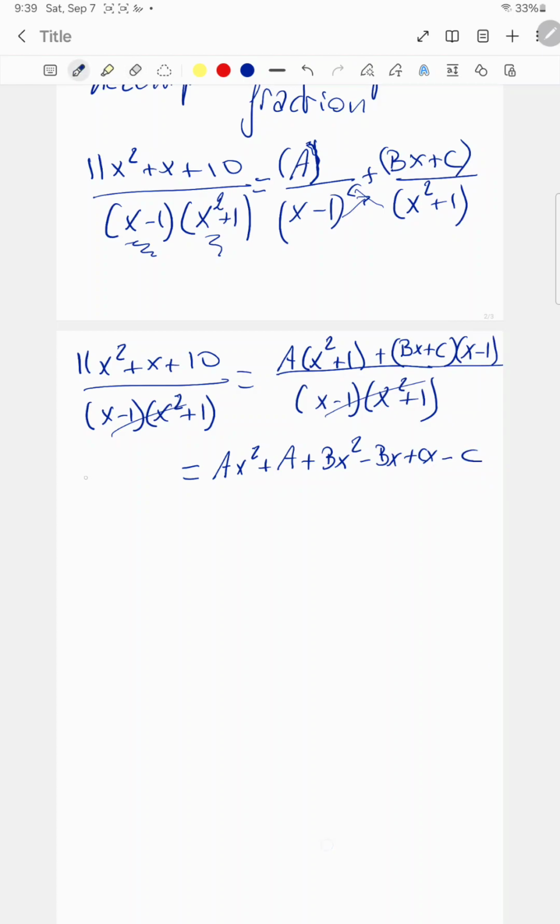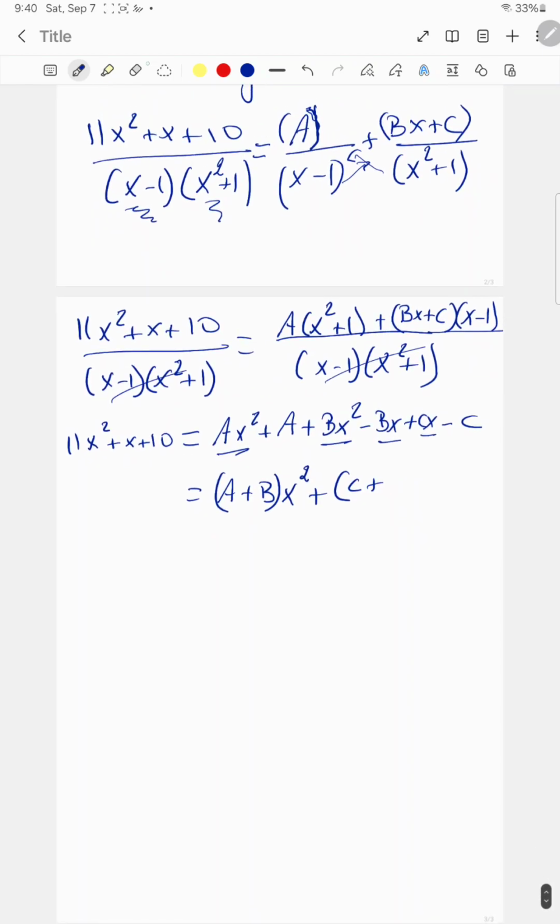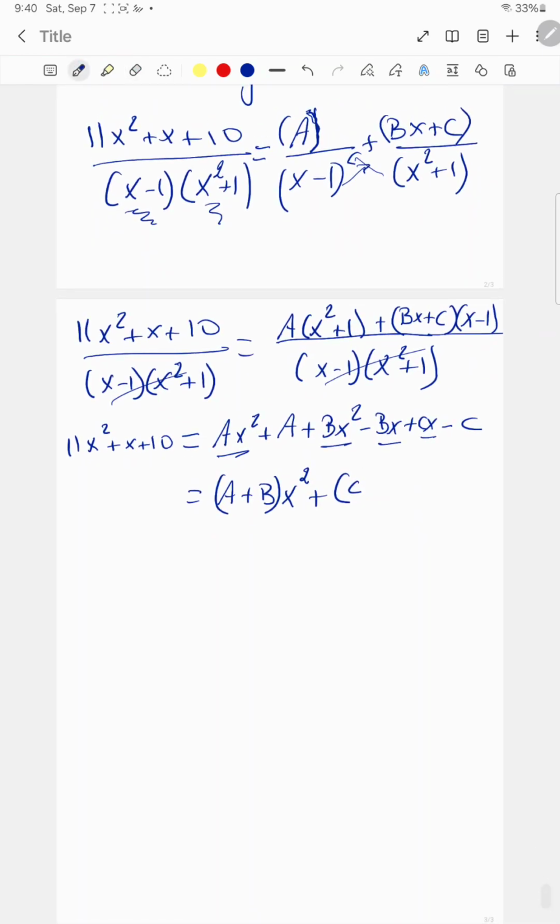Minus c. So this is 11x squared plus x plus 10. Here I have a and b with a coefficient of x squared, so I can factor it out. It becomes a plus b multiplied by x squared. And here I have cx and bx. I will start with c minus b multiplied by x, and I have plus a minus c here.